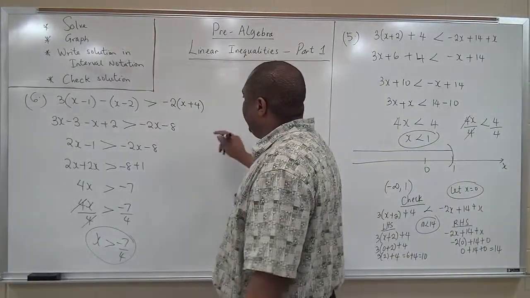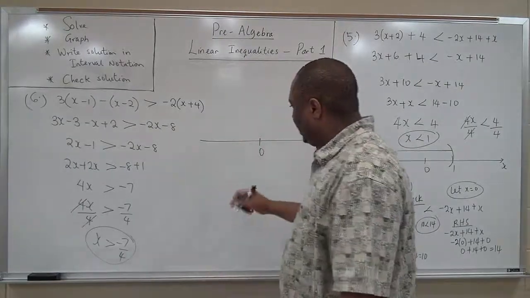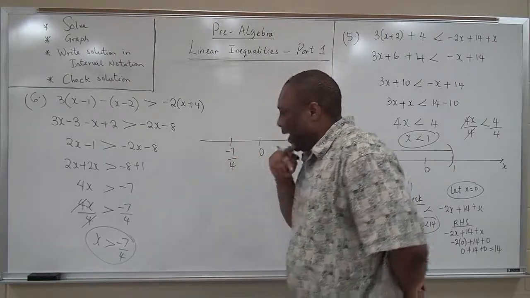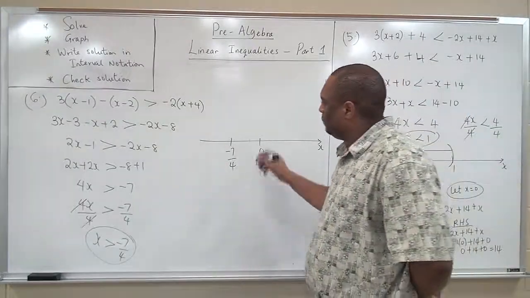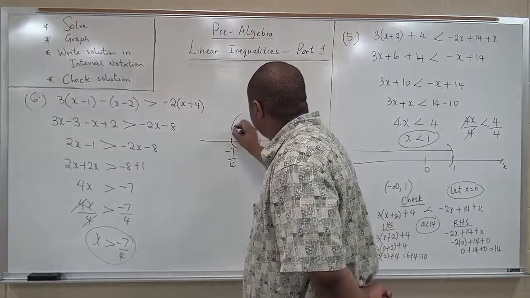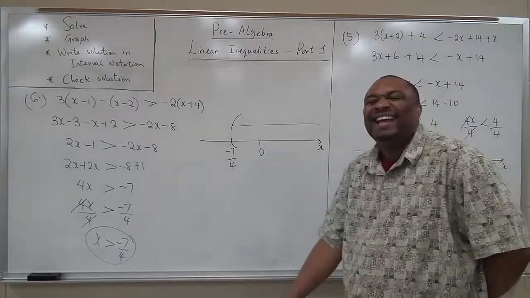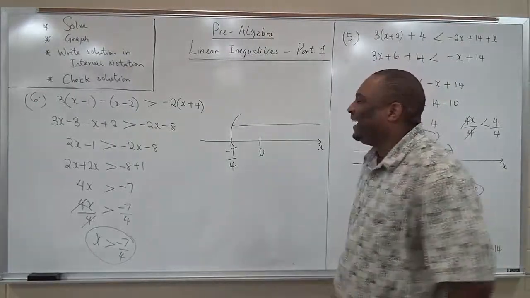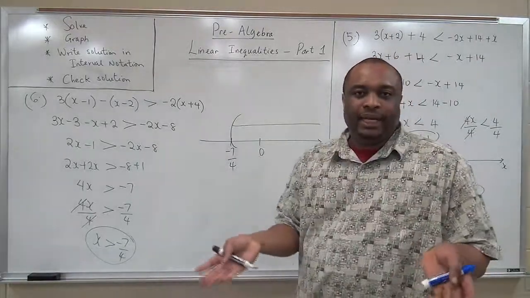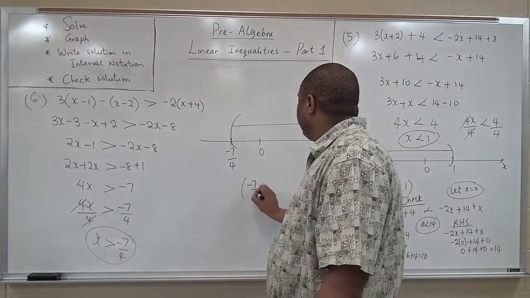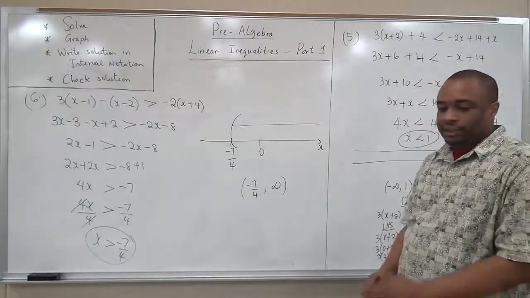Okay, let's do this on a number line. We write our x, we write our 0, and then negative 7 over 4 will be here. And this will be open interval going left. I'm sorry, open interval going right. Don't mind Mr. C. Then what is the interval notation? That would be from negative 7 over 4, since it's going this way, up to positive infinity. That would be the interval notation.